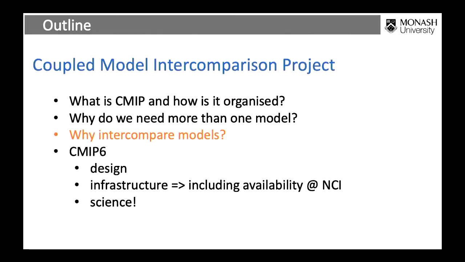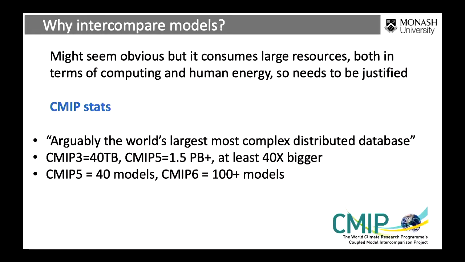Okay, so that's why we need more than one model, but why do we want to compare models? I guess this might seem obvious, but it consumes huge resources when you're thinking about it. In terms of data size, also the number of supercomputing hours is enormous. When you're thinking of carbon emissions, it's a huge amount of energy being used just to run those models. Also the human time, there's a lot of people that are trying to produce these simulations, so it needs to be justified.